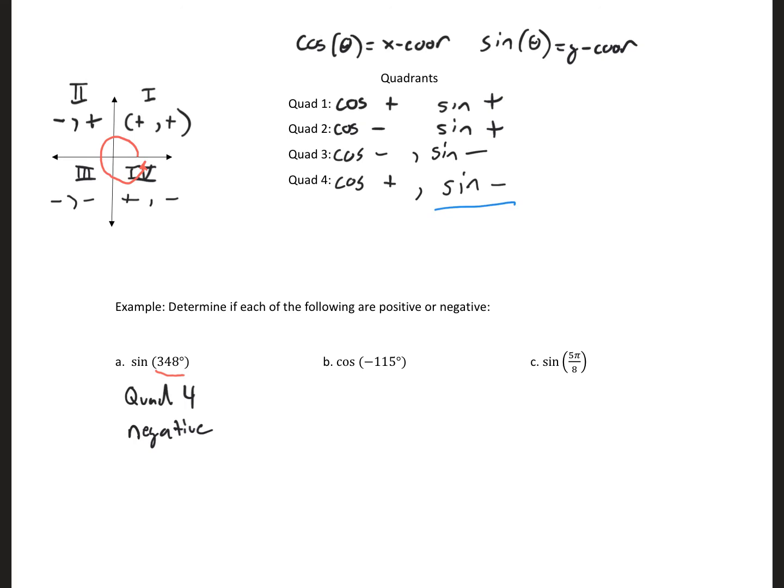Cosine of negative 115 degrees. If I went negative 115 degrees, that would land me in quadrant 3. That's because it wouldn't quite get me to negative 180 degrees, but it's more than negative 90 degrees. So cosine of negative 115 degrees puts you in quadrant 3. Well, in quadrant 3, cosine is negative. So that tells me that cosine of negative 115 degrees will be negative.